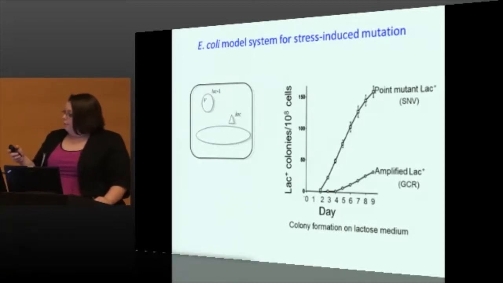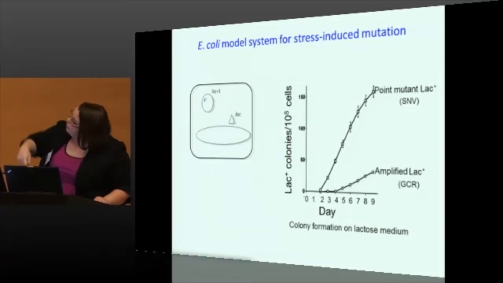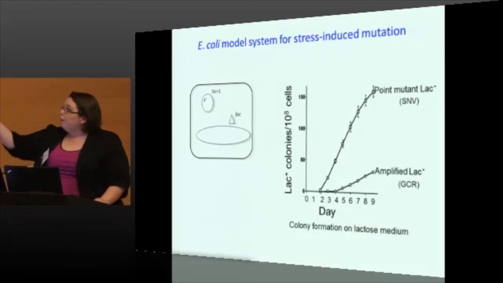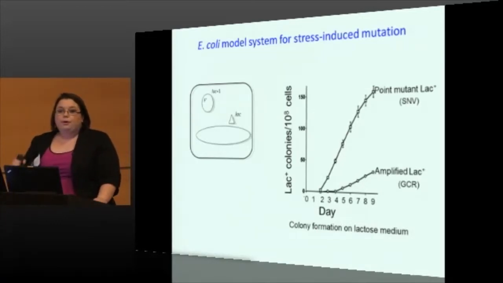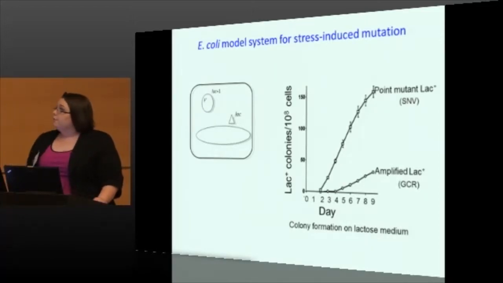So what you see right here is LAC+ colonies over the total cells plated over days of incubation. So we grow up our cells in a medium that they can use, they can eat, until they reach a starvation, very dense population. At this point, we put them in the presence of only lactose and count the number of colonies or mutants that arise on days 2 through 7.